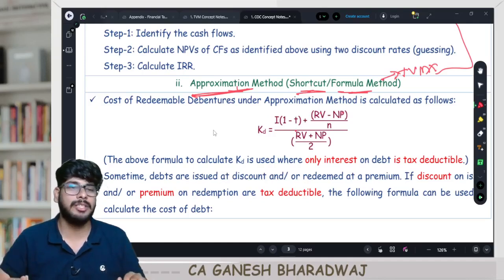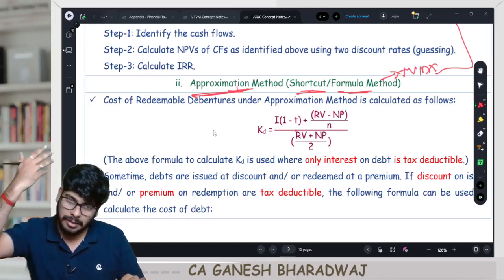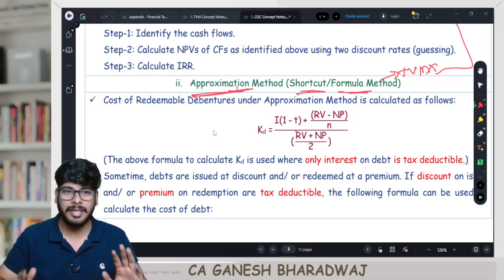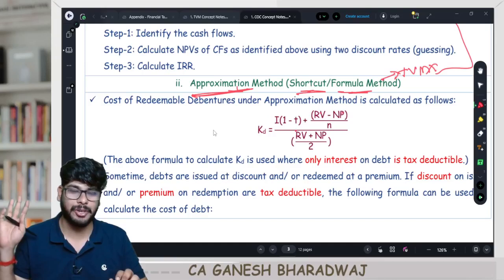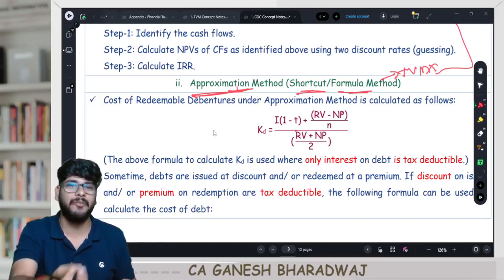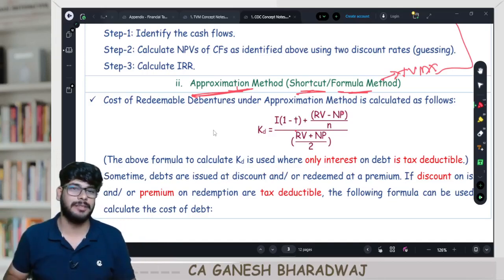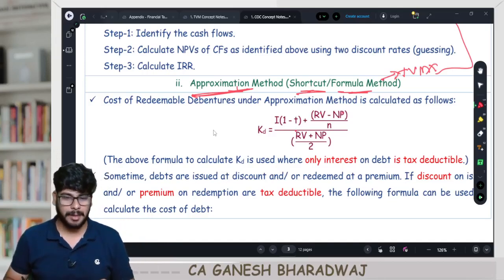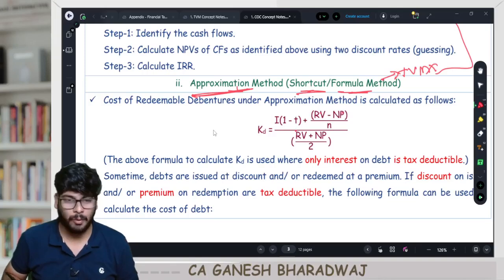Suppose in the question they have asked you to calculate KD and given all the facts. IRR calculation takes a lot of time. Nothing is mentioned, so you can use even the shortcut method and close it off. The shortcut method, sir, I need to mug up this formula? No mugging up. Very logical. I will tell you what is what.